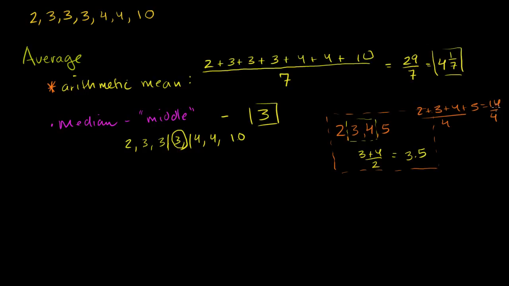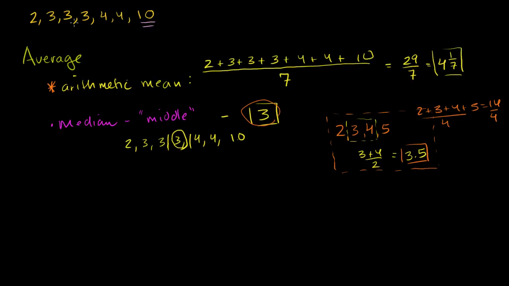And what's this equal to? 14 over 4 is 3 and 2/4, or 3 1/2. The exact same thing. So for this data set, they were the same thing. For this data set, our median is a little bit lower. It's 3, while our arithmetic mean is 4 1/7. And I really want you to think about why that is. And it has a lot to do with this 10 that sits out there.